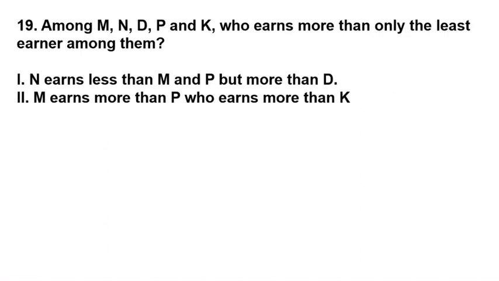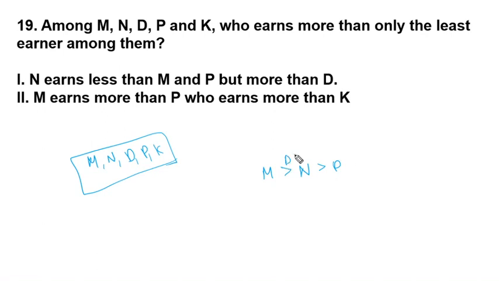So look at the last question of the day. Among M, N, D, P, K, who earns more than only the least earner among them? Okay, that means who is second least, he is asking. Okay, N earns less than M, and indirectly M earns more than N and P, but more than D. But refers to the first person, N. N earns more than D.